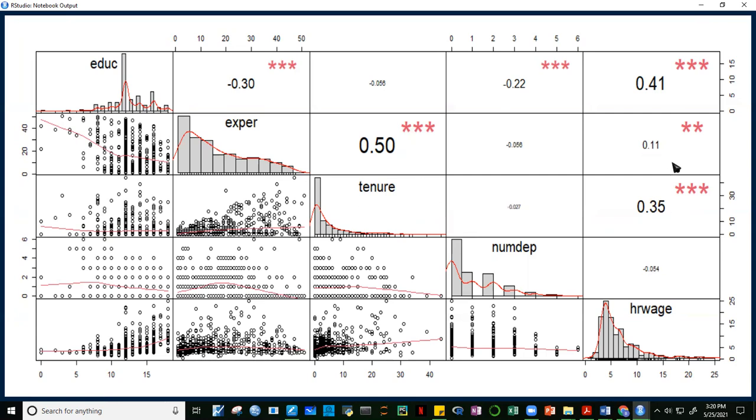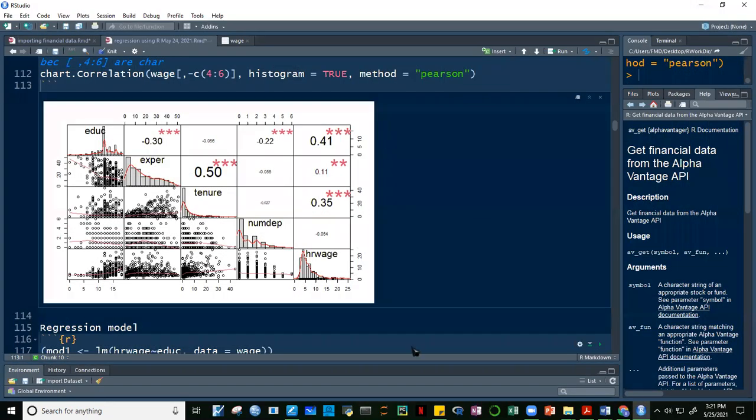Pero significant naman yung correlation nila, pero 0.11, very weak. It remains to be seen kung magiging significant predictor si experience ng hourly wage. We will have to conduct now our regression model. Okay, any questions dito, guys? Any questions sa plot natin?